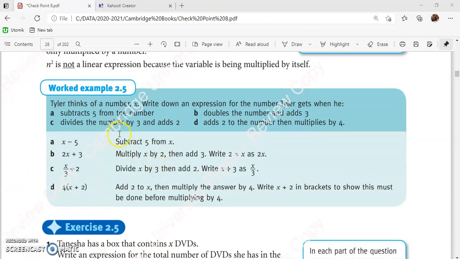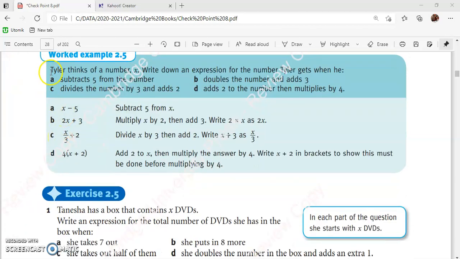Okay, now let's see the worked example. Tyler thinks of a number x. So the mystery number is already given, it's x. Write down an expression for the number Tyler gets when he subtracts 5 from the number. So it's x minus 5, because subtract 5 from the number. You should write x in front because it's from. So x should be in front of minus 5.